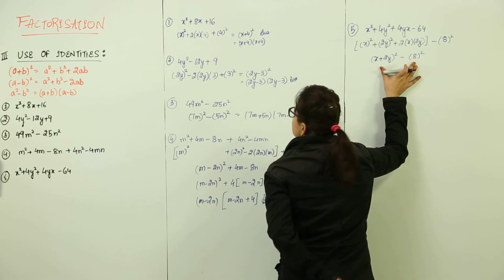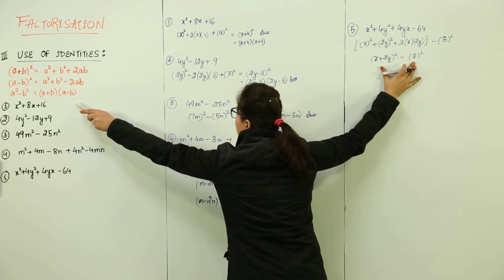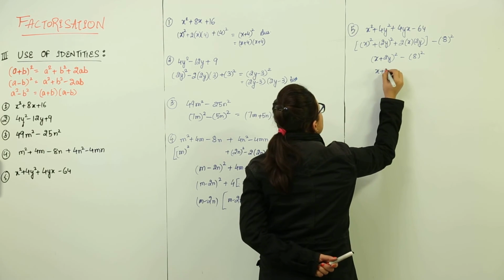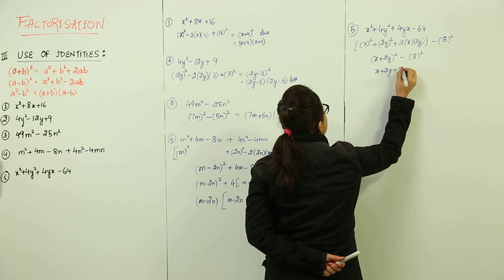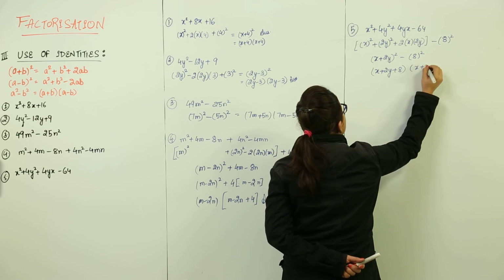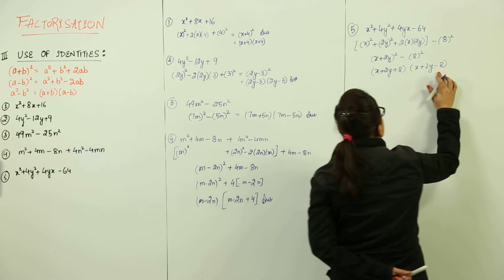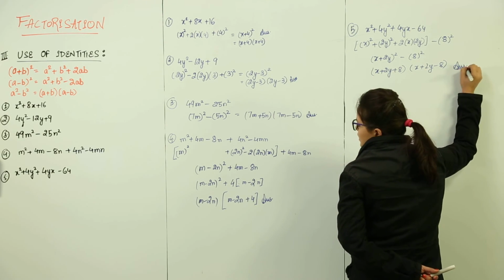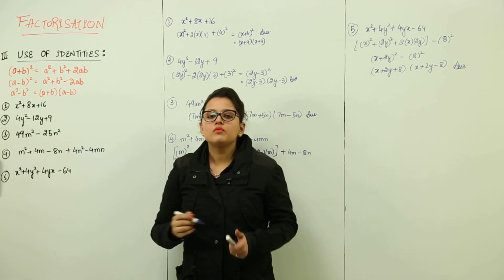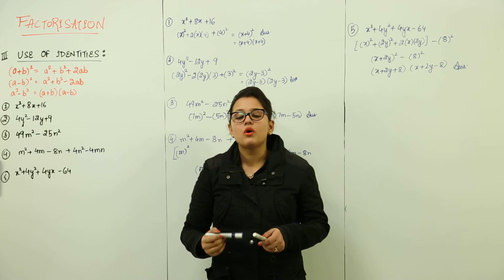Now you can check, this is coming equal to the third identity. The third identity is to be solved this way: (a plus b) and (a minus b). These cannot be solved any further because these are unlike terms. So we leave the answer as it is. So this is how we are going to use identities for factorization.